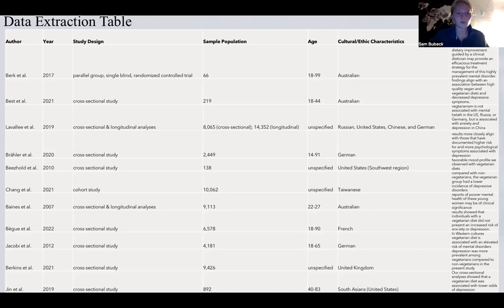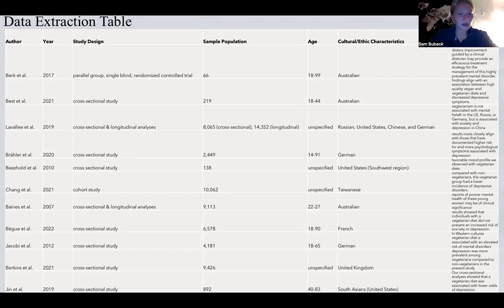Continuing on from 2010, another cross-sectional study, smaller sample of 138. The age was unspecified. But what is unique about this study is that it was the one study I found within the United States. It did only focus on the southwest region of the United States, so there were just a handful of counties. They weren't even full states, but it did show a favorable mood profile that was observed within the vegetarian diet. So more positive.